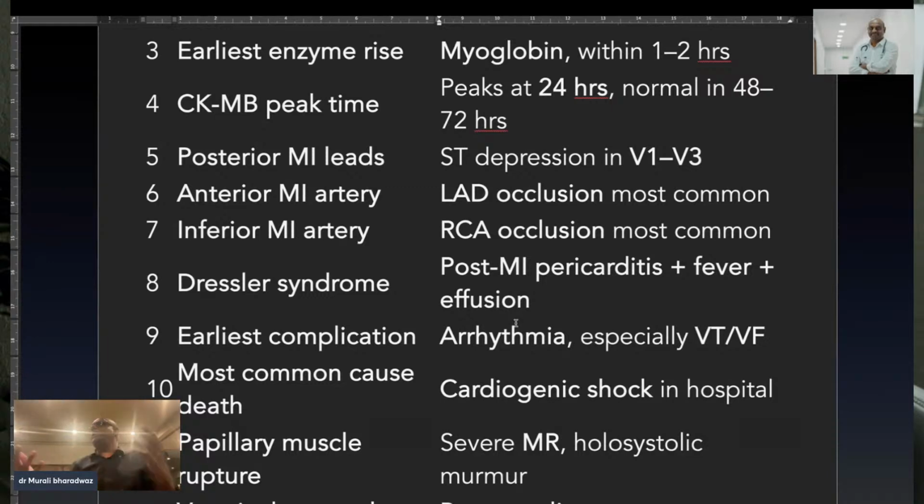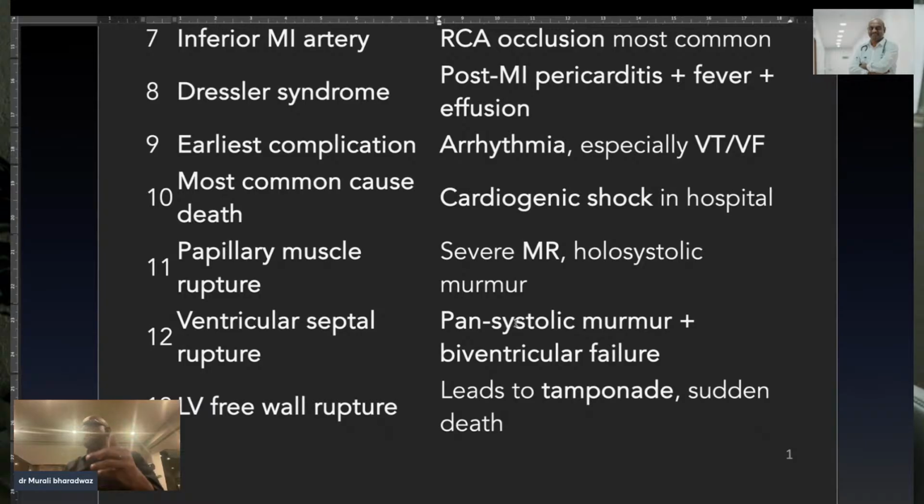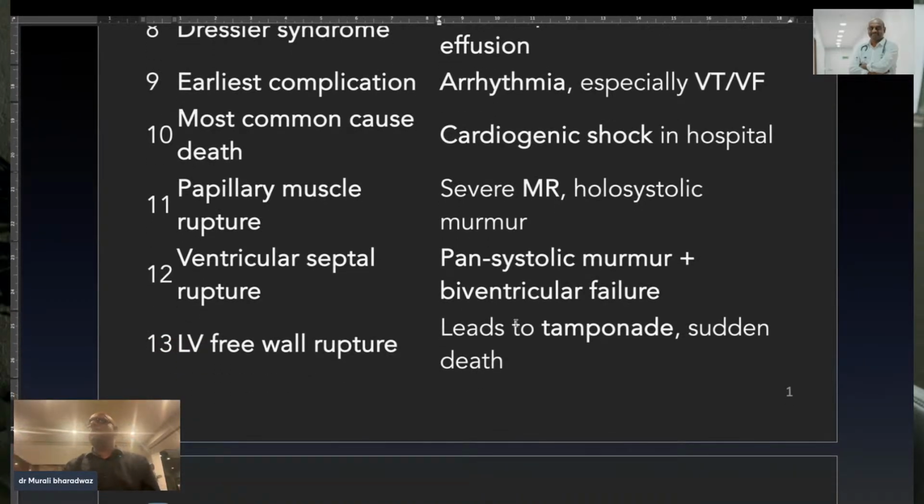Then after the MI, there is a development of pericarditis with fever and effusion. What do you call it as? Dressler's syndrome. What is the most common cause of the death? Before reaching the hospital, it is the acute VF and VT is the most common. Similarly, in the hospital, most common cause of death is cardiogenic shock. Whenever the anterior wall MI is significantly affecting the pump function, that leads to cardiogenic shock.